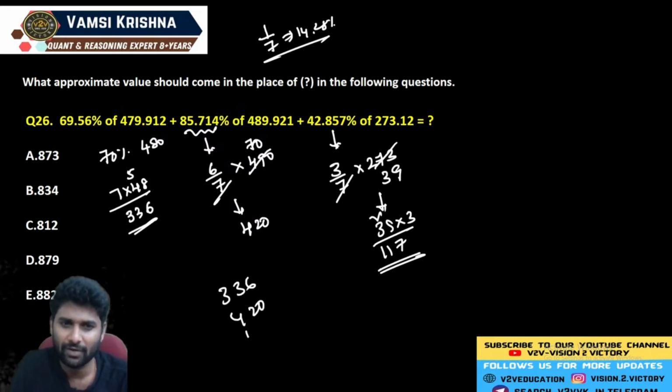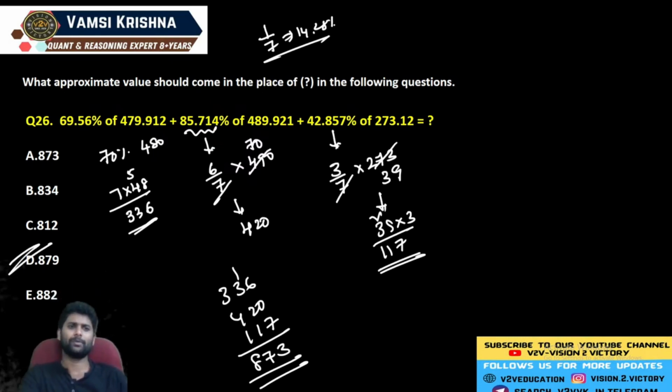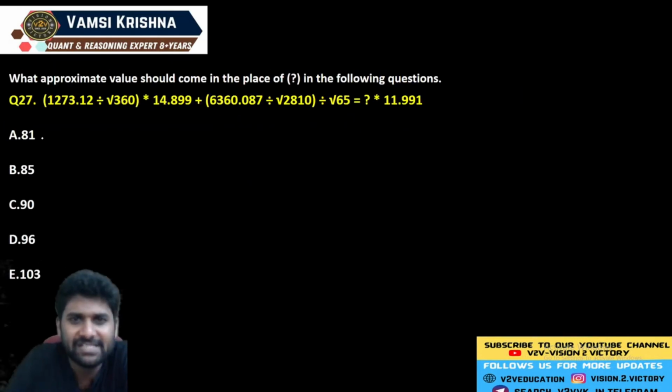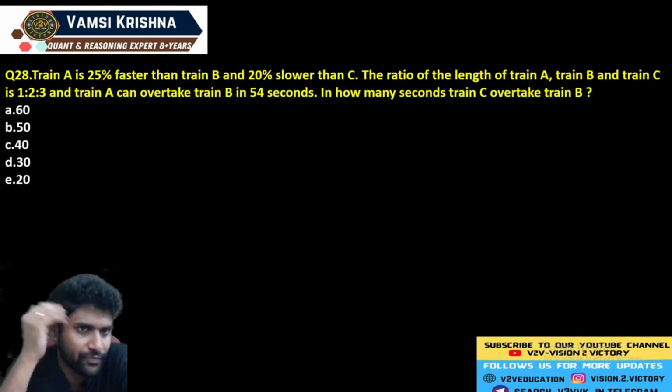Add all the numbers, you will get the answer. 336, 420, 117. 873. So approximation 879. We have 873, right? Guys, try this approximation and post your answer in the comment section. We'll move on to the next part. Just try this question and post your answers in the comment section, guys. Next one. So let's go for next one.